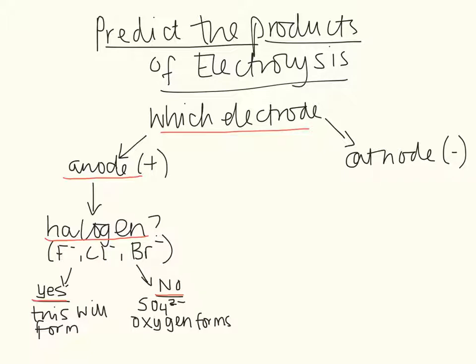Okay, now let's look at the cathode. So the cathode is negative, so it's going to be attracting positive ions. So the first question you'd ask yourself about the cathode is, have I got a solution? Am I doing my electrolysis on a solution, or is it just a molten liquid? That means, is it melted? Is it just melted? So is it a solution or is it molten?